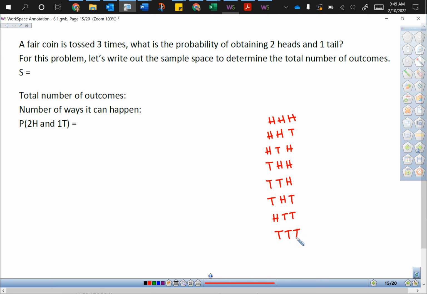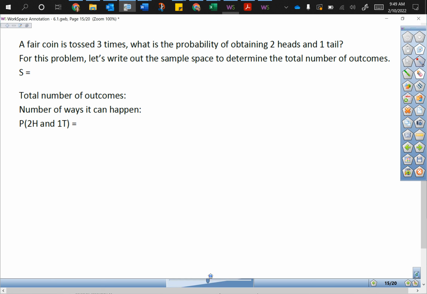Another way that you could make this sample space is what's called a tree. So you could say, all right, the first time I toss a coin, what are my options? A head or a tail, right? Now, if I toss a head and then I go to toss it the second time, what are my options? A head or a tail, right? If I toss the tail the first time, what are my options for the second toss?